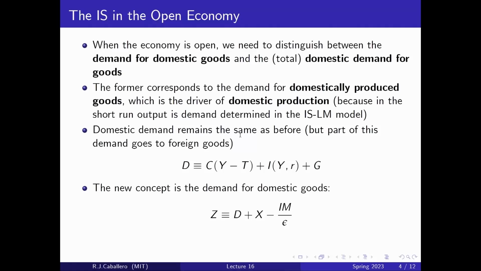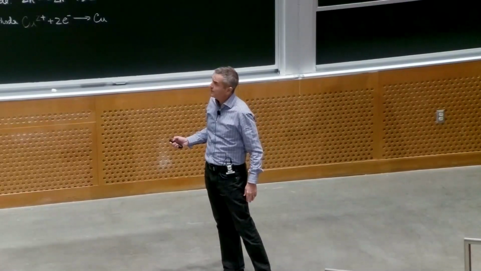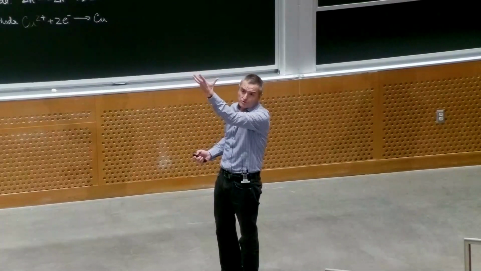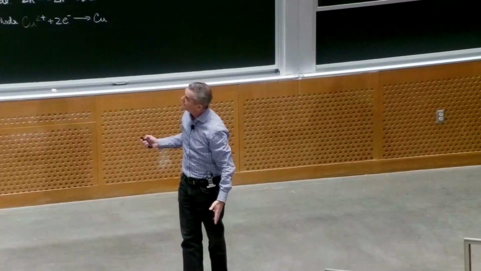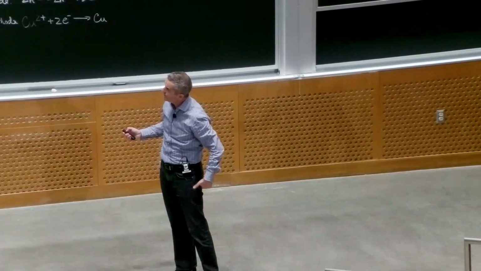Some of that demand will be satisfied by imports. That's not demand for domestic production, and therefore will not determine equilibrium output domestically. Okay? So this is going to be the new concept, which is demand for domestic goods. Demand for domestic goods is the same as domestic demand for goods, the thing we had in the closed economy, minus that part of demand that is satisfied by imports, so minus imports, divided by the exchange rate, because imports may be priced in euros, say, and I have to convert them into dollars. That's the reason it's divided by the exchange rate, but don't worry about this for now, okay?